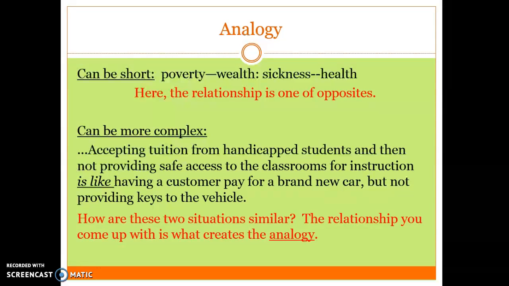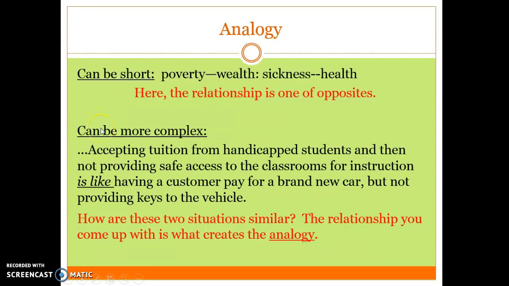Analogy is another technique used by authors very often. Analogies are used when an author is having a hard time or maybe thinks that the reader will have a hard time understanding the relationship or an event or situation that's occurring. So what they do is they use an outside example to compare it to. So here you can see this is a short analogy of poverty is to wealth, as sickness is to health. And here the relationship is one of opposites. So poverty is the opposite of wealth, sickness is the opposite of health.